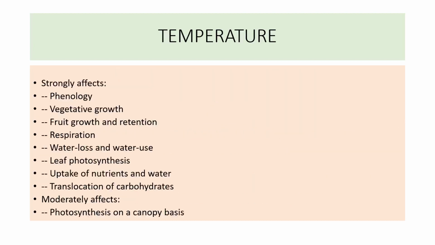So the temperature strongly affects the phenology, the vegetative growth, the fruit growth, and the respiration, water flow and water use, leaf photosynthesis, uptake of nutrients and water. Then there is the translocation of the carbohydrates. Whereas the moderate effects include the photosynthesis on the canopy basis.